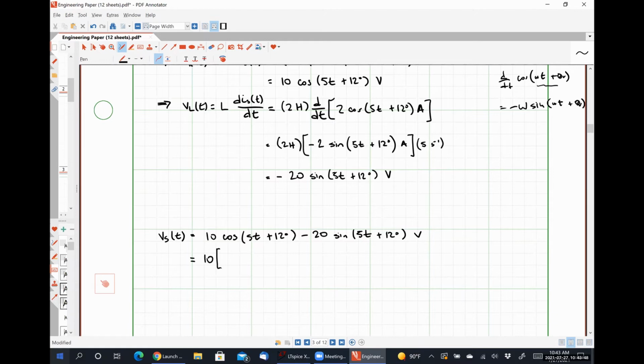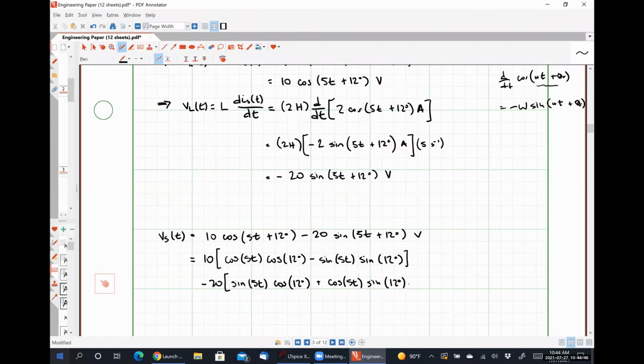So using trig identity number 6, I can express cosine of (5t plus 12 degrees) as cosine of 5t multiplied by the cosine of 12 degrees minus the sine of 5t times the sine of 12 degrees. And then I'm going to have minus 20. And now I will use trig identity number 5. So I can say that sine of (5t plus 12 degrees) is sine of 5t cosine 12 degrees plus cosine of 5t sine 12 degrees. Is everybody following along thus far?